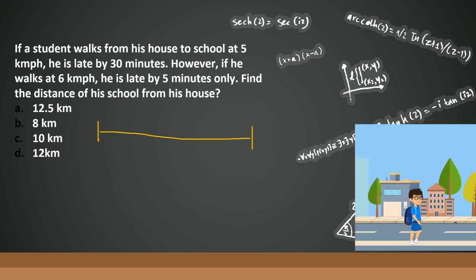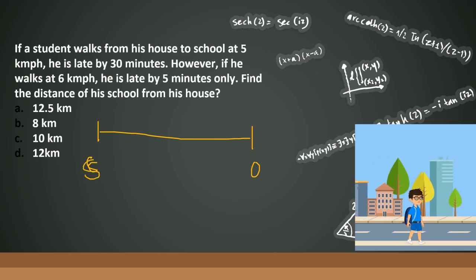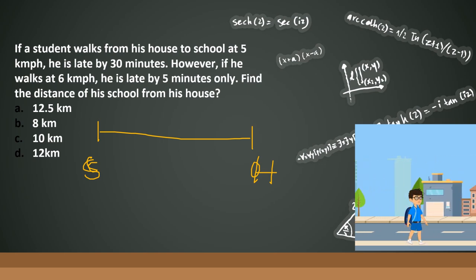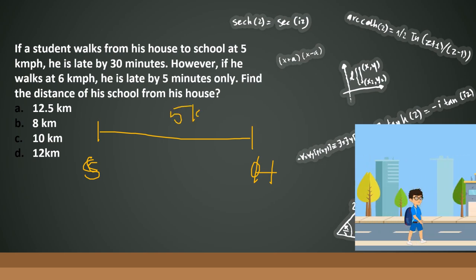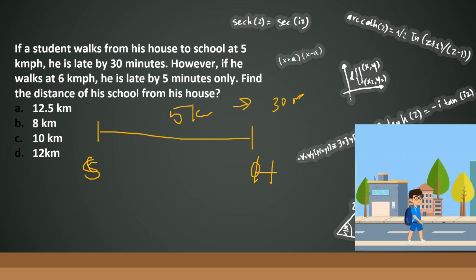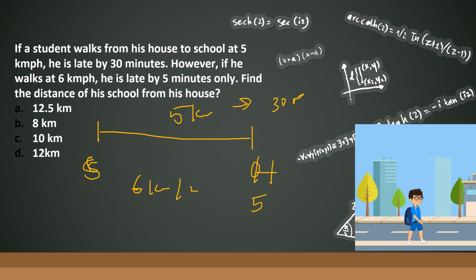So this is my school and this is my office, house. So let's take this as H. From school to house, if I walk at 5 kilometers per hour, I'm late by 30 minutes. However, if I walk at 6 kilometers per hour, I'm late only by 5 minutes.